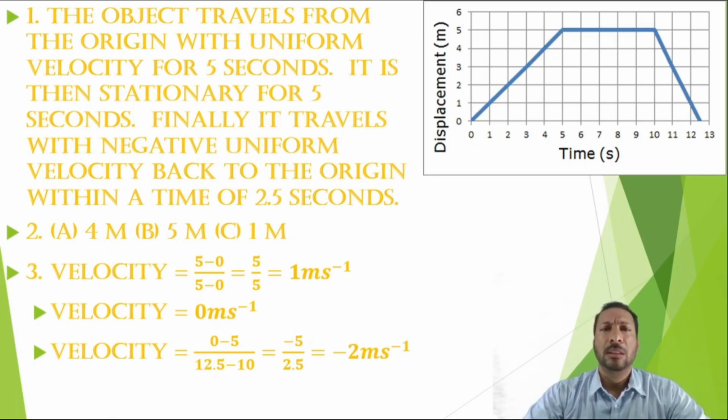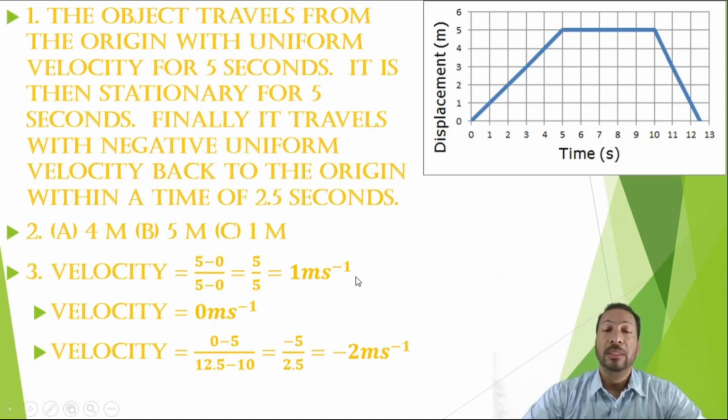What is the velocity for all 3 portions of the journey? Well, we use our slope formula, our gradient formula. It's the rise over the run. So we see that it goes from 0 meters up to 5 meters, and then we divide that by the time it takes, which goes from 0 up to 5. So this first one is easy. 5 divided by 5 gives us just 1 meter per second.